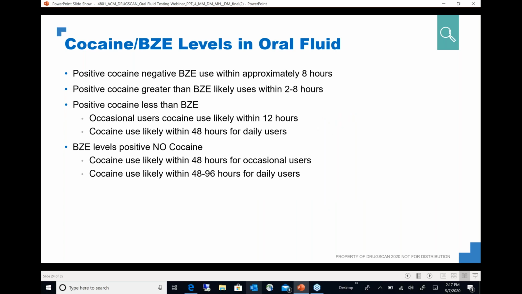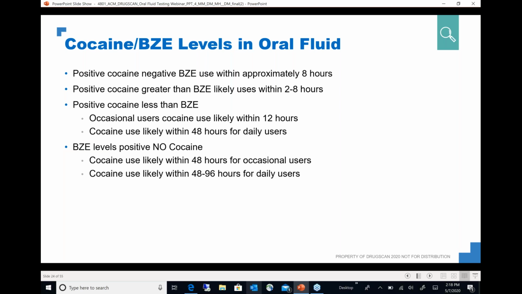BZE and cocaine levels in oral fluid. How do we interpret what we see on a report? If the cocaine is positive and the BZE is negative, it generally speaking indicates use within approximately 8 hours. Positive cocaine greater than BZE, likely the individual used it within the past 2 to 8 hours.